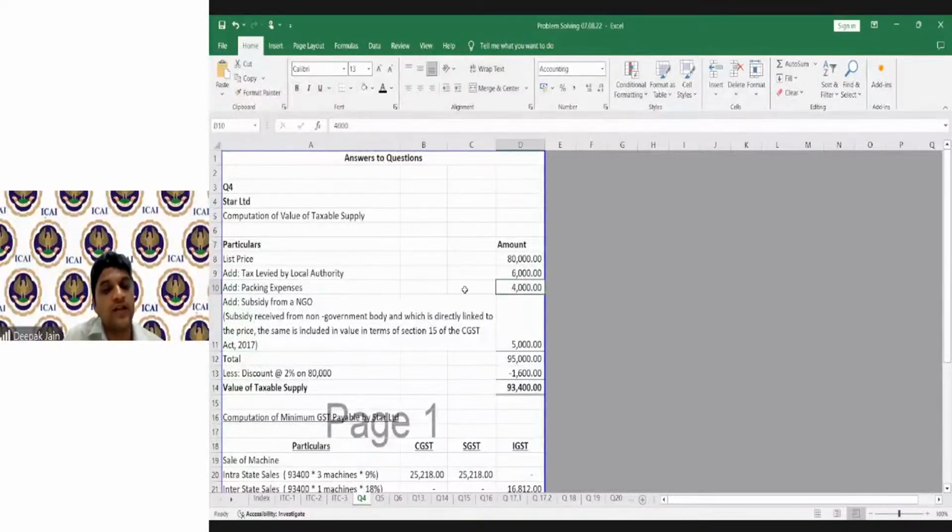Yes, they have given separately. That's why we are adding, because the list price is not including any of these packing expenses. It is separate, so we have to add it. That is the reason we are adding packing charges as well.